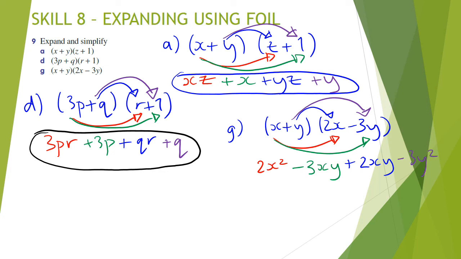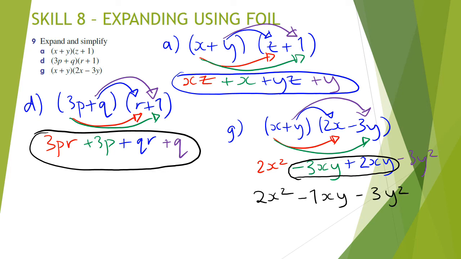Let's look for like terms. There's no other x squared, so we'll put 2x squared in. There's two terms with xy. So let's look at the numbers out the front. Negative 3 plus 2 would give negative 1 xy. And then our last term is negative 3y squared.